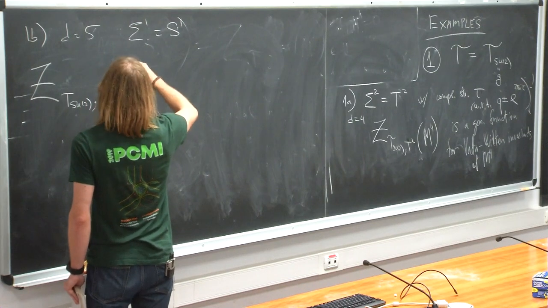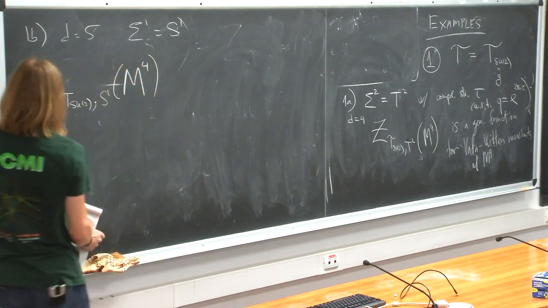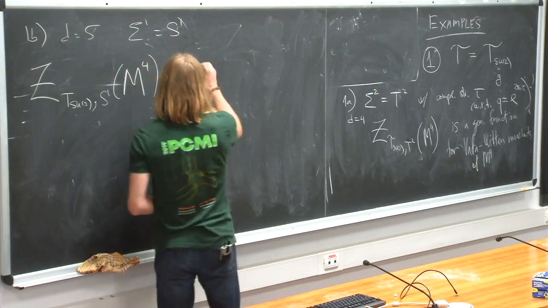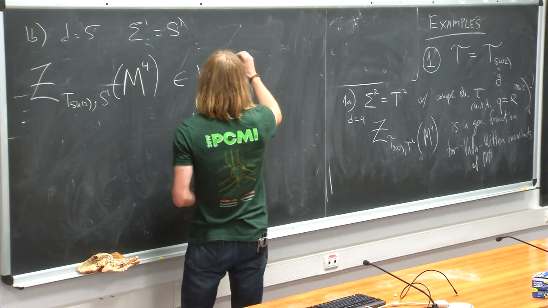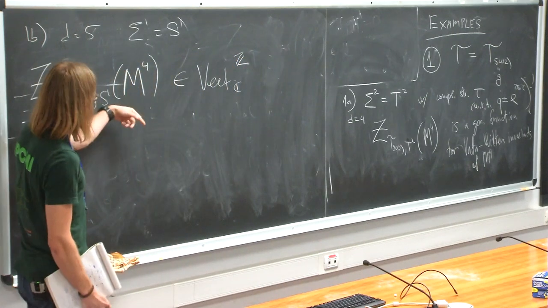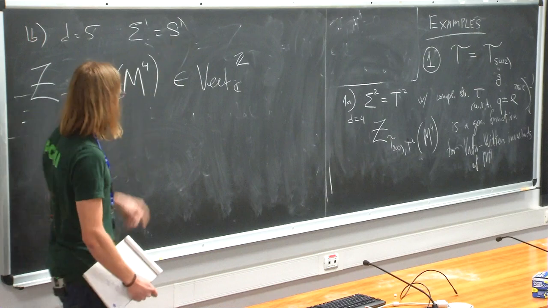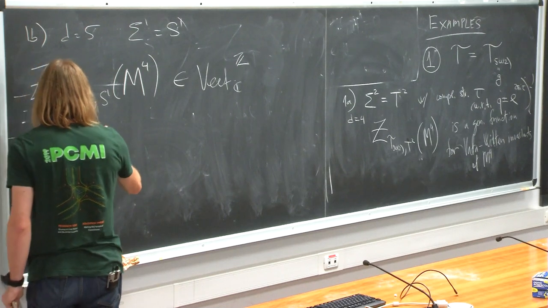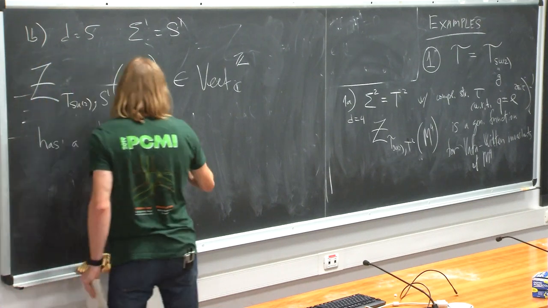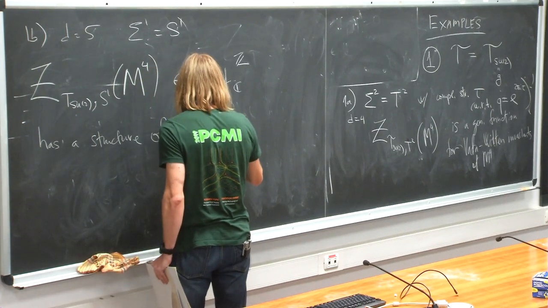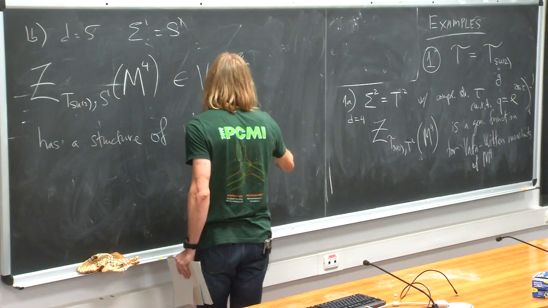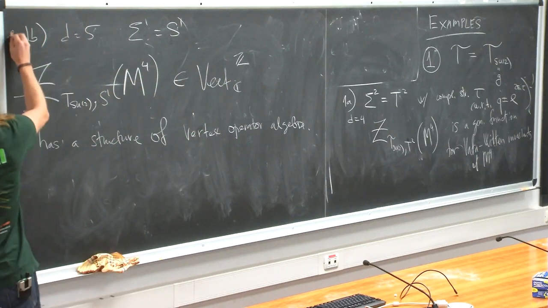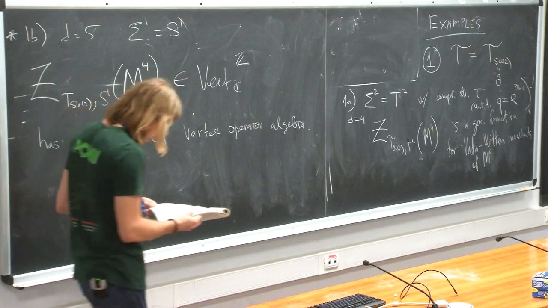But what is important here is that for a 4-manifold, this should give me some vector space. It will be Z-graded, and the Z-grading comes from the U(1) symmetry which rotates S^1. But moreover, one can show that it has the structure of a vertex operator algebra. So this is one of the cases which I want to consider in more detail in my lectures.